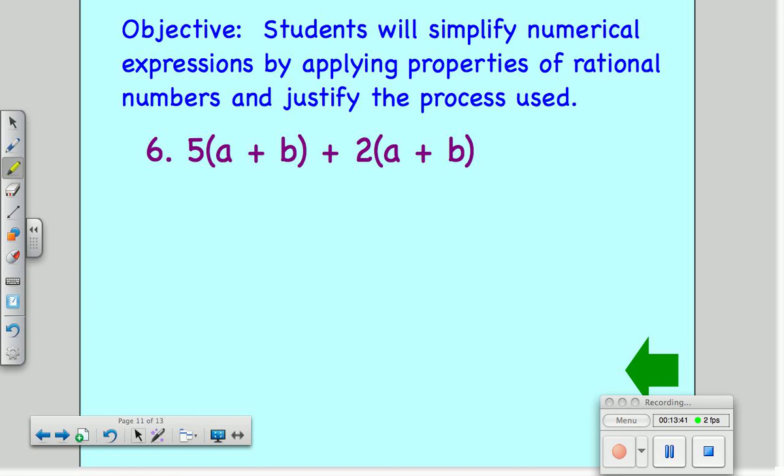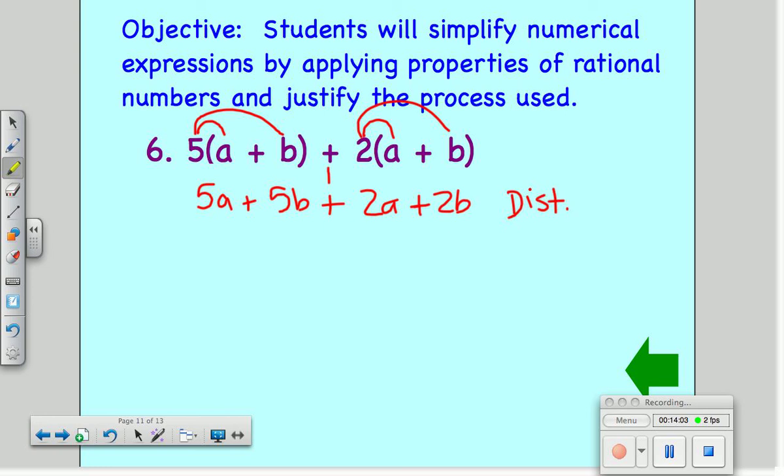Here I'm going to use distributive property first to multiply 5 times A and 5 times B, plus 2 times A and 2 times B. Okay? So that was distributive. Now I'm going to use the commutative property to change the order of these. I want my A's first because A is first in the alphabet. So my 5A and my 2A, done with those. Now my 5B and my 2B, done with those.